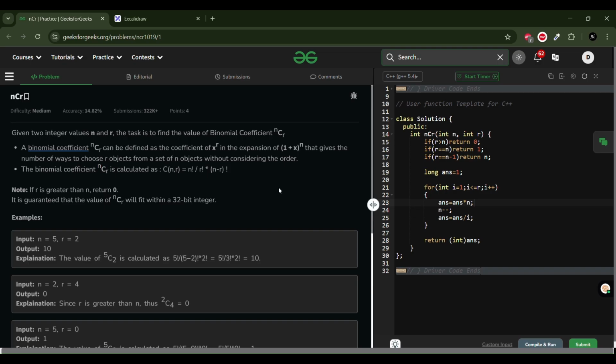Hello everyone. Today's problem is nCr. This problem has a difficulty of medium level, but this is a very easy problem. Given two integer values n and r, the task is to find the value of the binomial coefficient nCr.